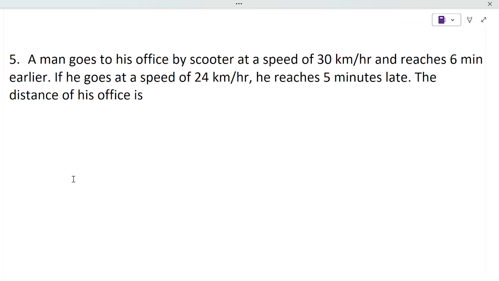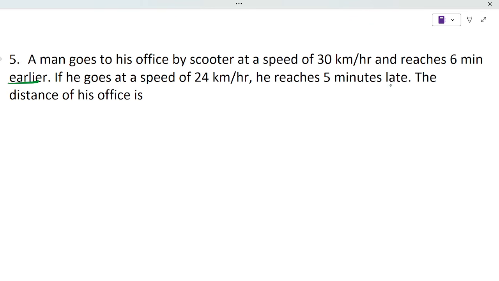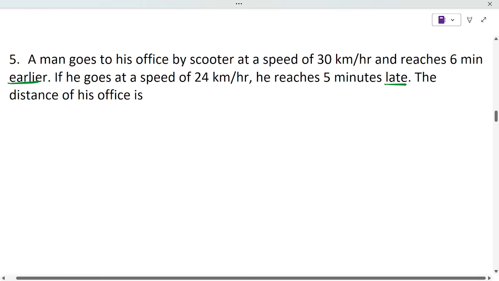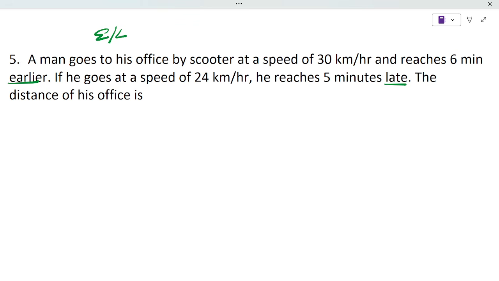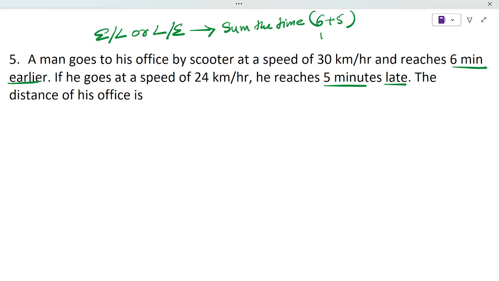Okay. In time, speed, and distance you will definitely see this type of early and late problem. This is also one case regarding time, speed, and distance. Whenever you see early and late, or late and early, we will sum the time. That means one time 6 minutes early, another time 5 minutes late. That means 6 plus 5, altogether 11 minutes.